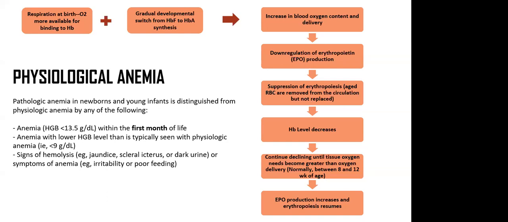So how do we differentiate physiological anemia from pathological anemia? Pathological anemia usually occurs within the first month of life, and the hemoglobin level in pathological anemia will be lower than typically seen with physiological anemia, the values that I just showed earlier. And in pathological anemia, usually we can see the pathological signs themselves. For example, in hemolysis, we can see jaundice, scleral icterus, dark green stool, and symptoms of anemia. So next.